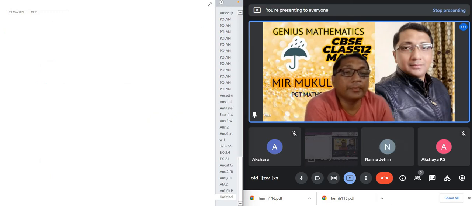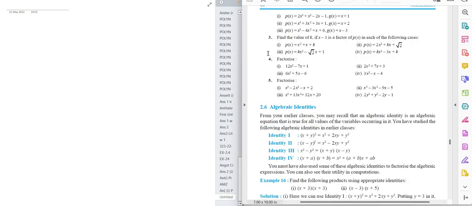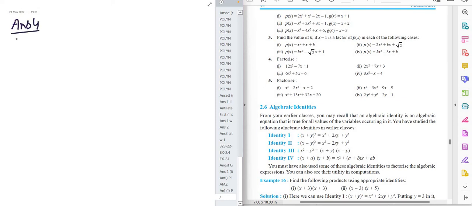Okay, now next question. Question number 4. Factorize. Question number 4 and 5 both are factorization. So in class 8, factorization, a lot of questions we did, and splitting the middle term we have done many questions. So first answer.